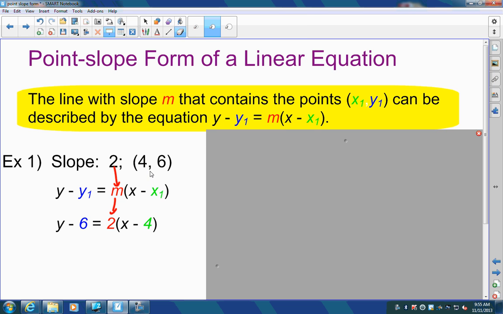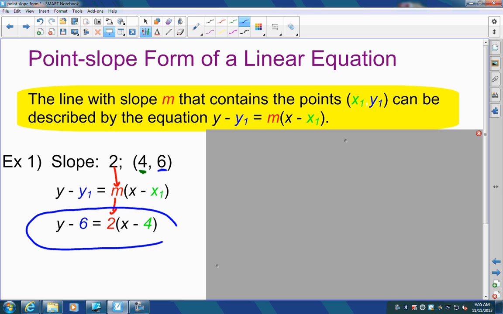Oops, I used the blue color. I meant to use the green. And you're just going to substitute it in here for x, right here. And then the y is the 6. And you're going to plug it in. This right here is point slope form. See, because from point slope form, we actually will be able to rearrange it and move it into slope intercept form. So let's look at that in just a second.